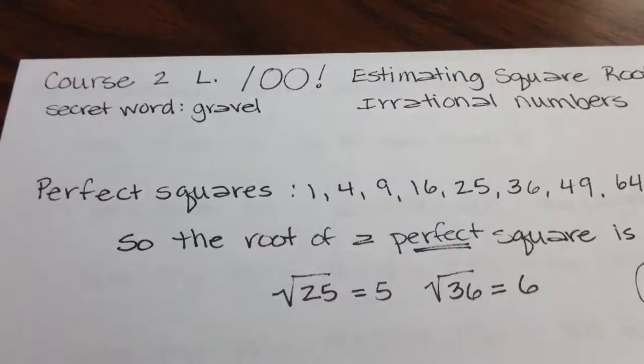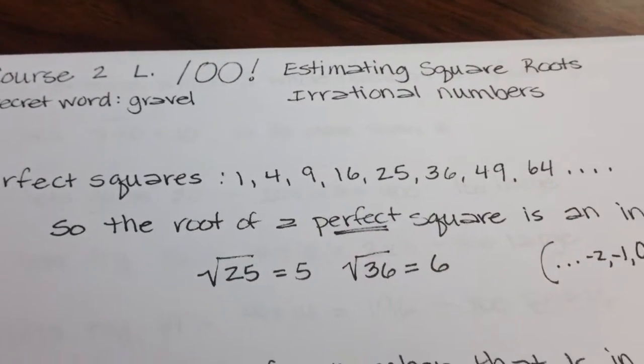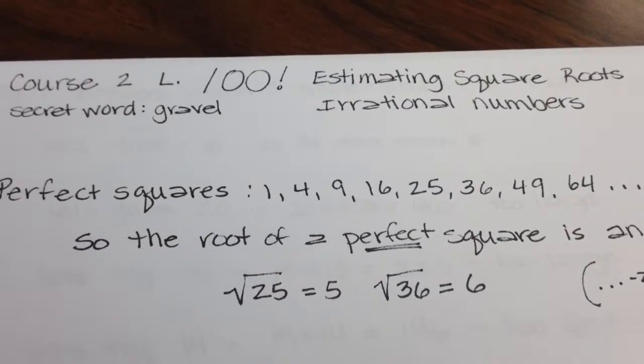Alright, Course 2, here we are, Lesson 100. Woohoo! Estimating square roots and irrational numbers.